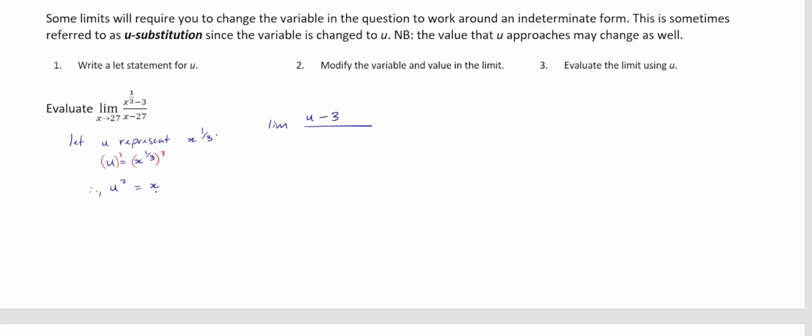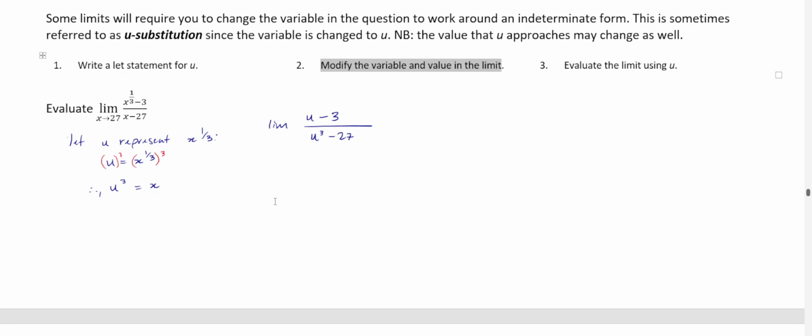Well, we just showed that x is equal to u cubed. So u cubed minus 27. But as I stated previously, note the value that u approaches may change as well. So not only did I modify the variable, I also have to modify the value in the limit.